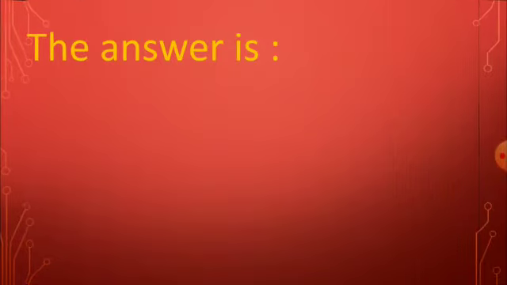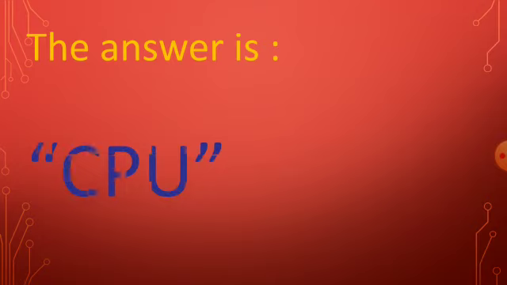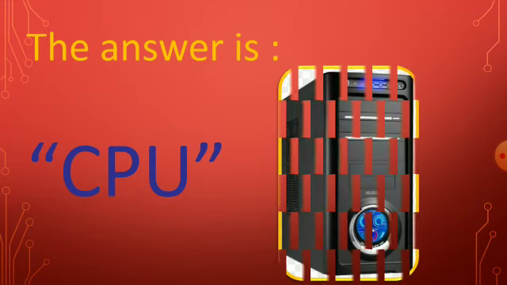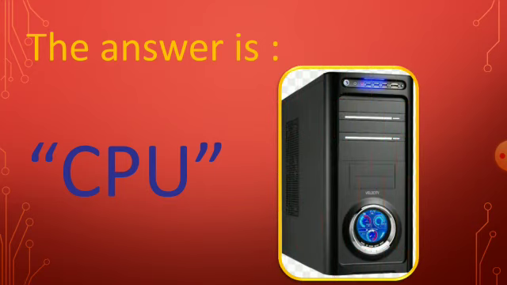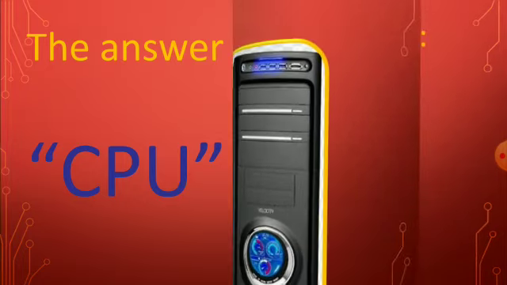The answer is, okay, I will tell you. It is CPU. And here pops up the picture of CPU. So which part of the computer is called the brain of the computer? CPU. And this is what the CPU looks like. You have already seen this. You are familiar with this, right?